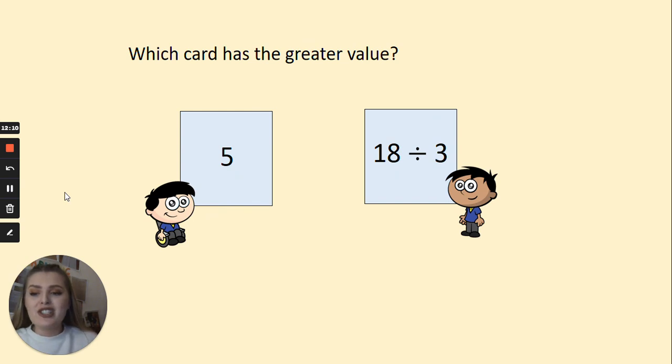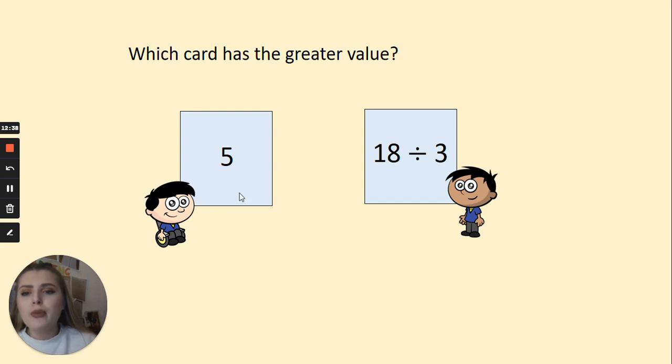We're going to have a quick look at some reasoning now, thinking about why something makes sense. Why is this the answer? So let's have a look. Which card has the greater value? Let's first think about what that question means, the greater value. It's asking us who has the bigger number, the bigger answer, if you worked out both cards' value. What are they worth, each one?